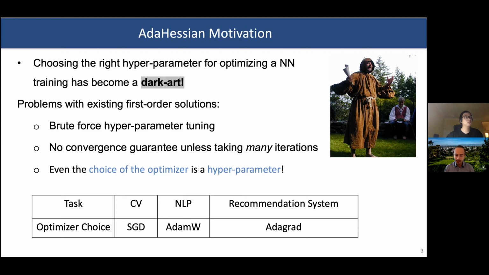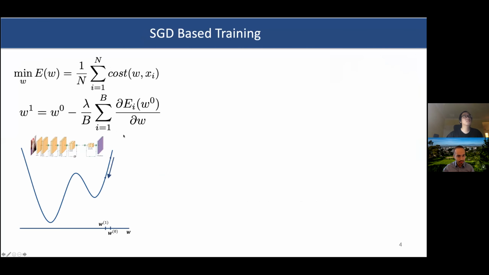And for recommendation systems, the performance of AdaGrad is typically better. So even the choice of the optimizer that you have, along with the learning rate schedule, the learning rate, the random seed, all of these have become a hyperparameter, and that's not really good. So let's get started and see how AdaHessian is an initial attempt, or a preliminary attempt, at addressing this problem. So let's define some notation.